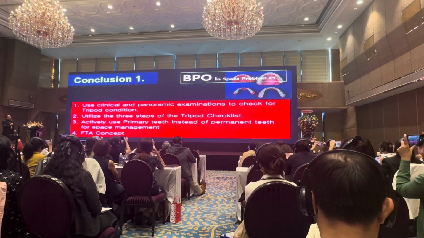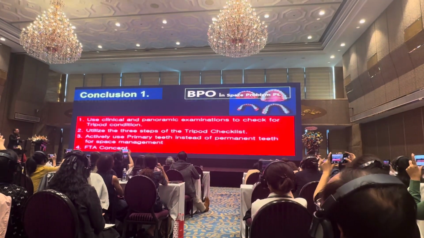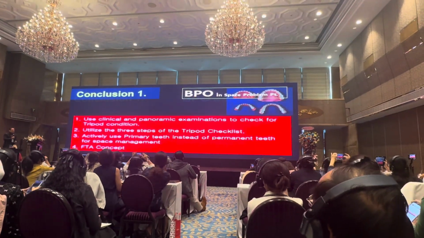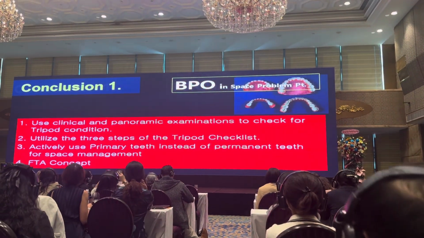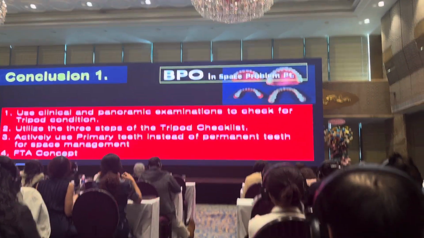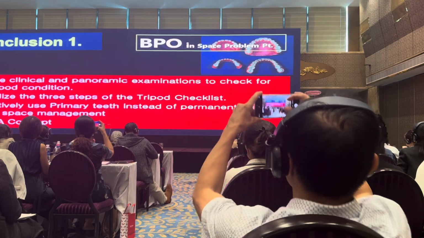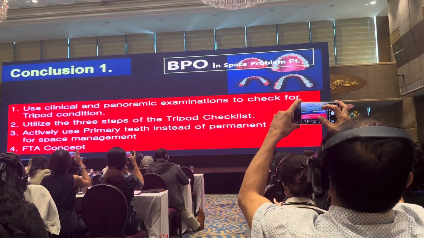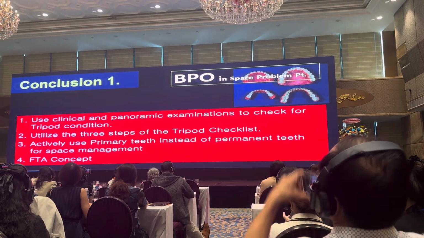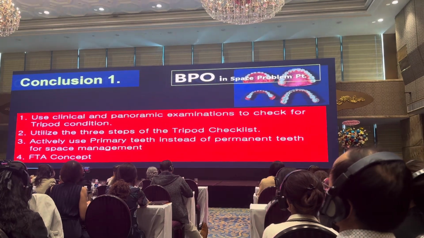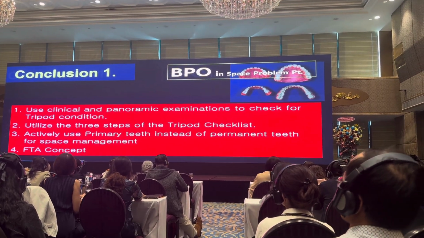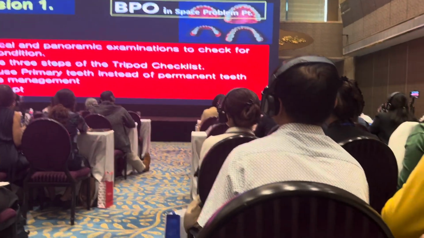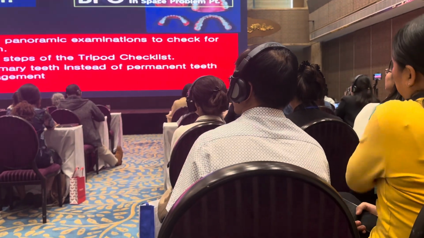For space problem patients, use clinical and panoramic examinations to check for tripod condition. Second, utilize the 3 steps of the tripod checklist. Third, actively use primary teeth instead of permanent teeth for space management. And I want to emphasize the FTA concept.